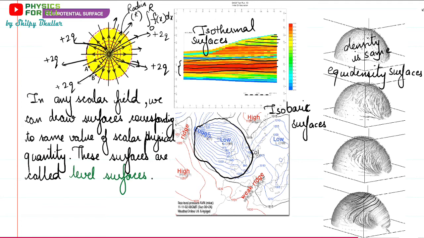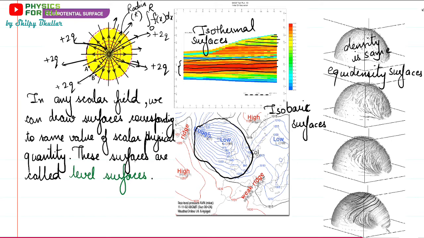So whenever we draw these level surfaces, no two level surfaces corresponding to different values of scalar point function can intersect. You can see here we have drawn so many surfaces, but none is intersecting. So this is the rule that no two surfaces should intersect.